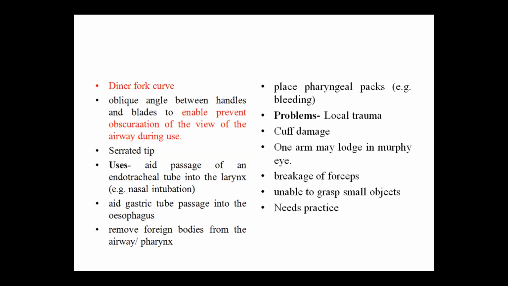Now, uses, all of you are aware that it helps in the passage of endotracheal tube into the larynx. It aids gastric tube passage, removes foreign bodies from the airway, and places pharyngeal packs. The problems are local trauma, cuff damage can occur, one arm may lodge in the Murphy eye, you are unable to grasp small objects, and it definitely needs practice.